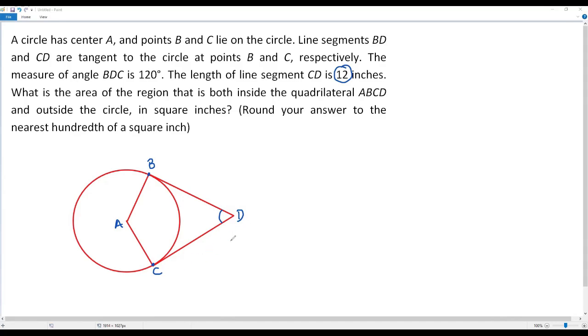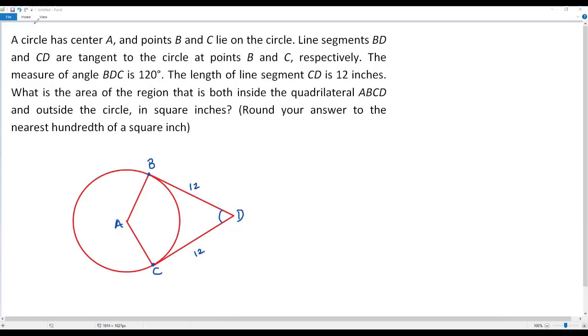The length of the line segment CD is 12 inches. Here we have the length of the line segment, and that is a tangent, 12 inches. Whenever we draw two tangents to a circle from the same external point, they must be equal in length. So then the length of this line segment BD also must be 12, because both CD and BD are tangent to the circle from the same external point D.